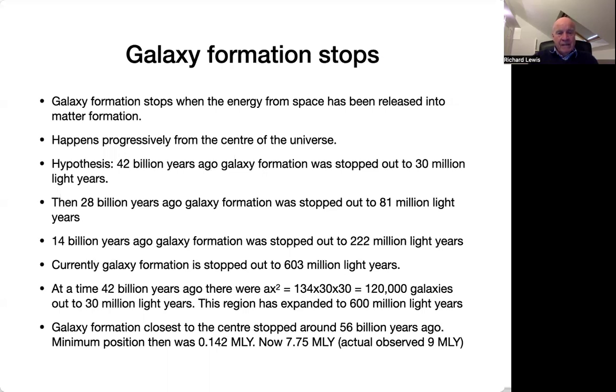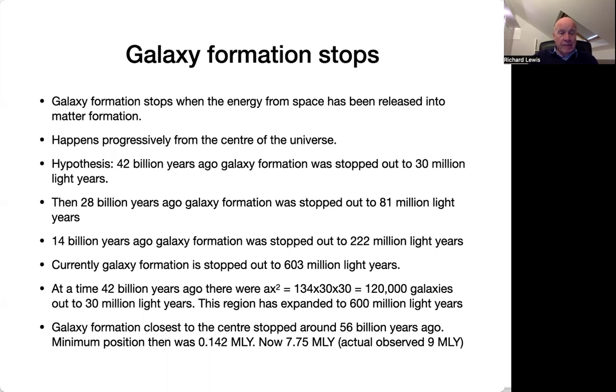But this effect is taking place moving from the center of the universe, and we can hypothesize that around 42 billion years ago, galaxy formation was stopped out to 30 million light years. Then 28 billion years ago, it would be stopped out to 81 million light years. 14 billion years ago, it would be stopped out to 222 million light years. And currently, galaxy formation is stopped out to 603 million light years. It's a kind of saturation effect of galaxy formation.